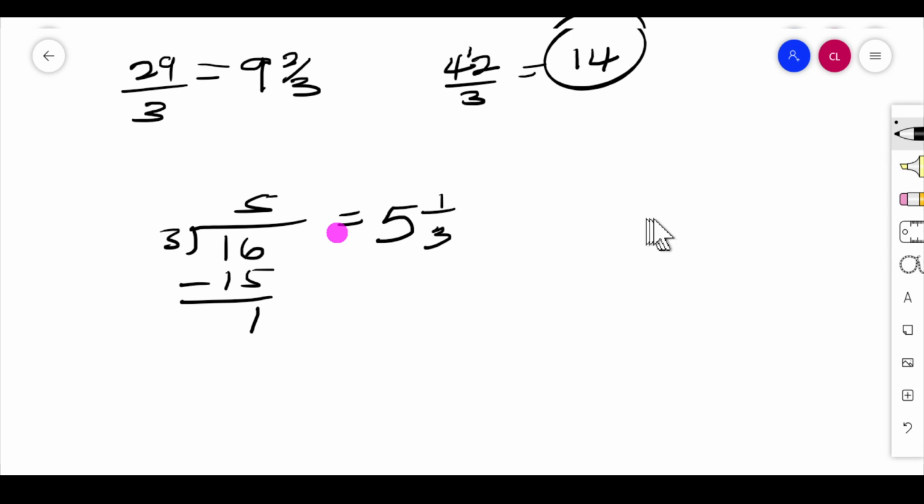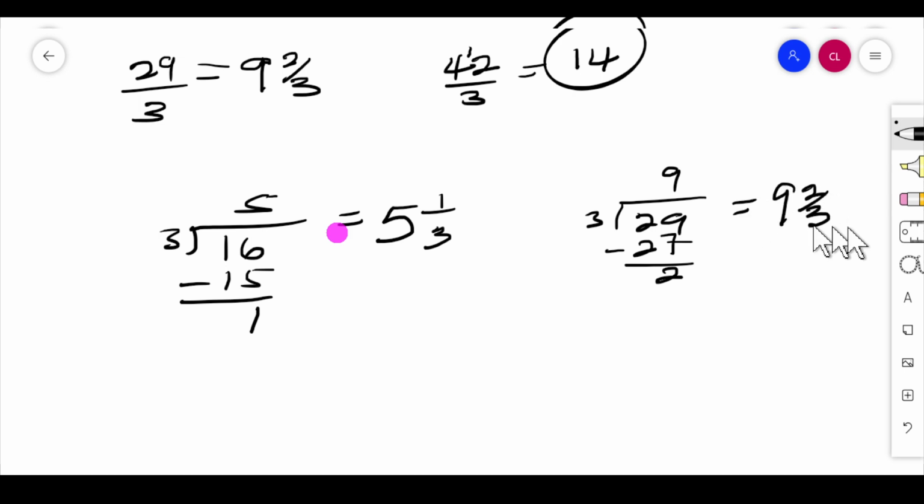Then for our 29, let's just go so we can represent them in more than one way. 3 into the 29 goes, not 7, goes 9 times. Let's correct that. 3 nines would give us 27. So we'd have the 27 here. When we subtract, we get 2. And this would be equal to 9 2/3. Okay? So we have that concept in our head.